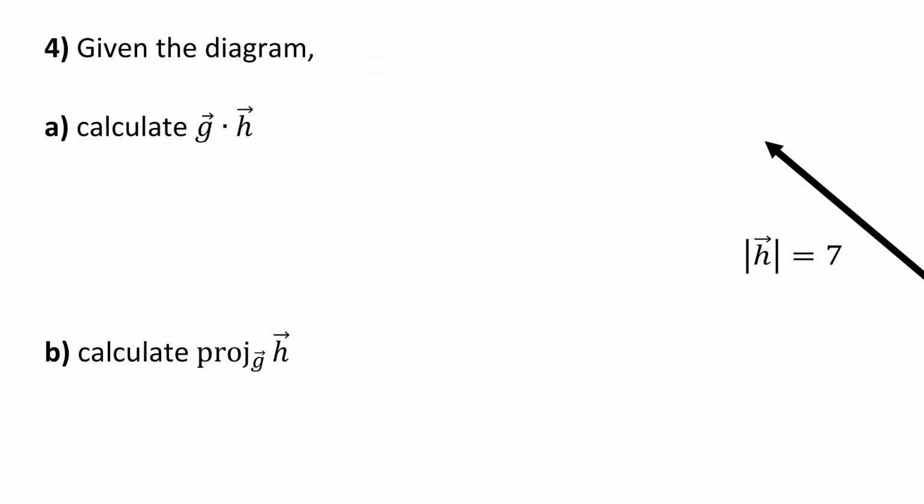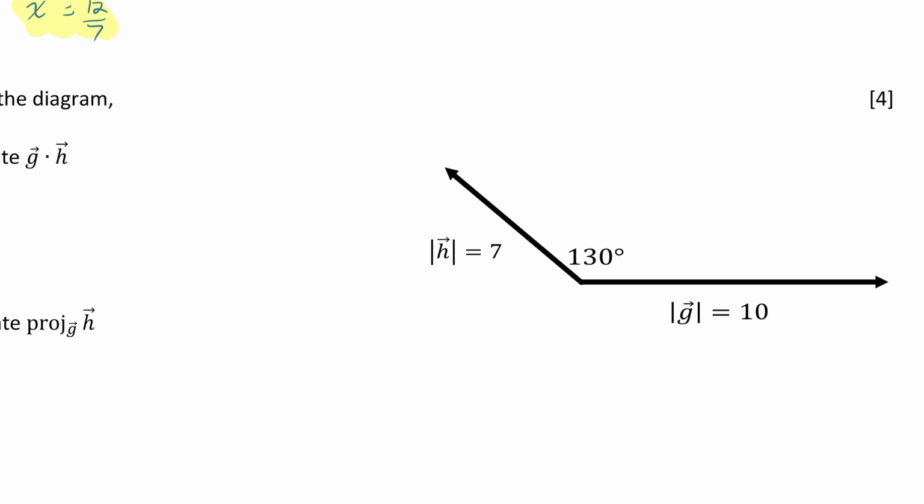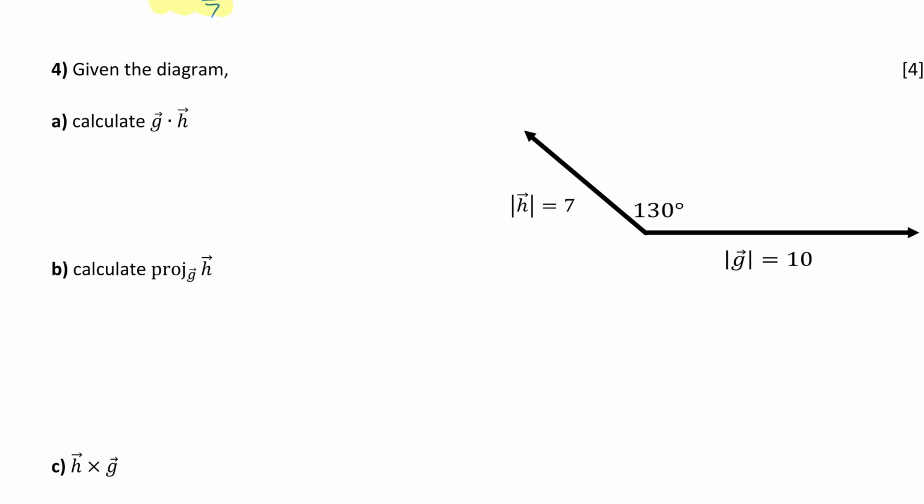Question 4. It says, given the diagrams, this time I'm given geometric vectors, calculate g dot h. Well, the formula for dot product with geometric vectors, it's equal to the magnitude of g times the magnitude of h times cosine of the angle between them. So in this question, it would be 7 times 10 times cosine of 130 degrees. And that gives me about negative 45.